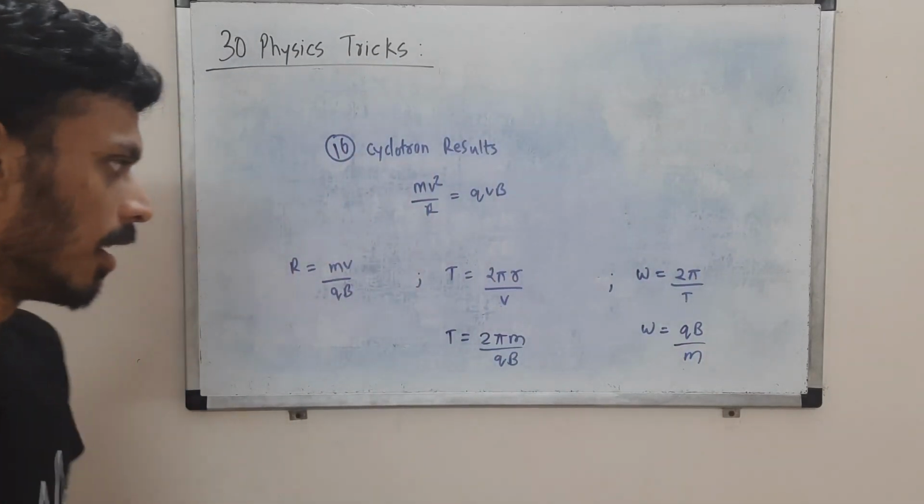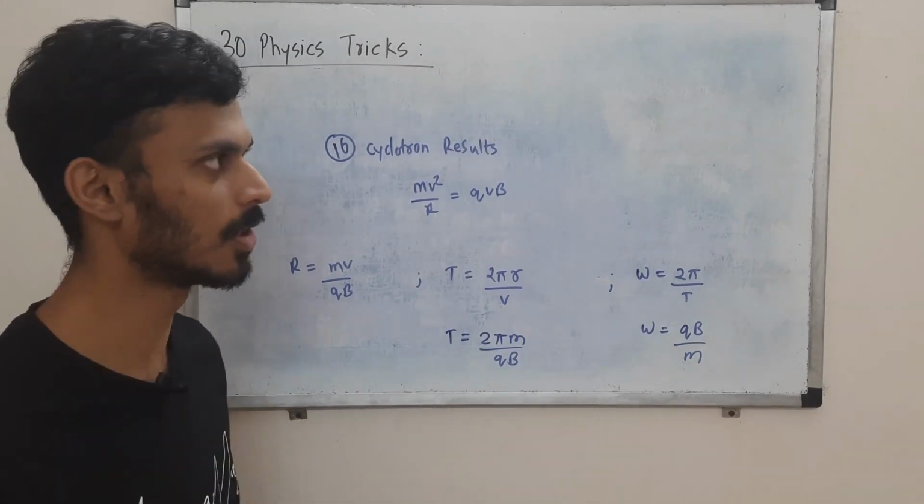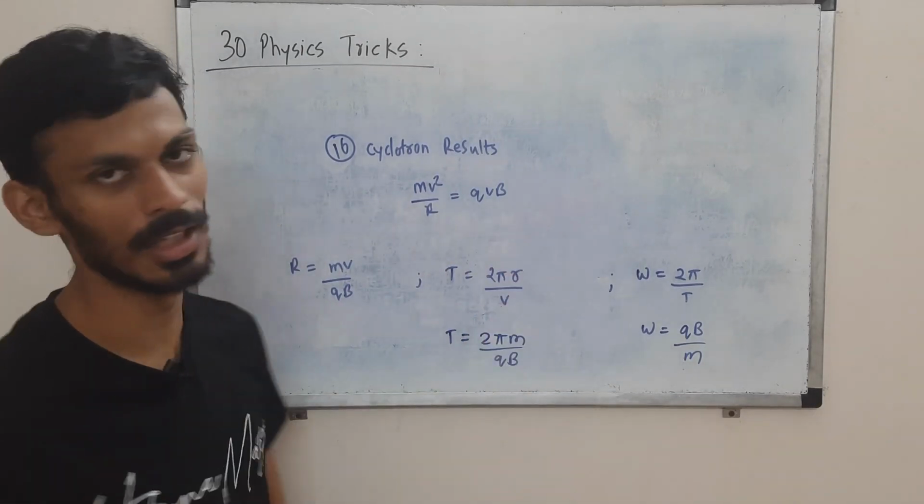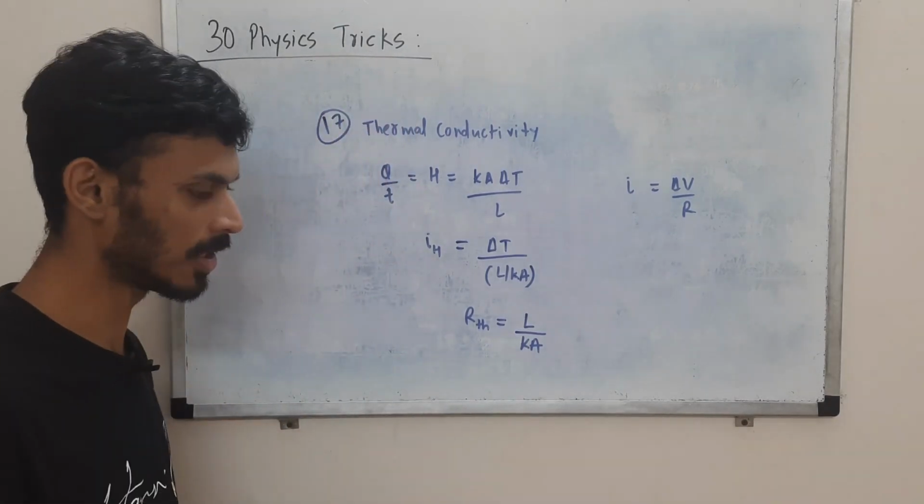So these are your cyclotron formula for angular frequency or time or radius. You can derive it from this one simple relation. 17 is about thermal conductivity. Okay, it's a fun result.